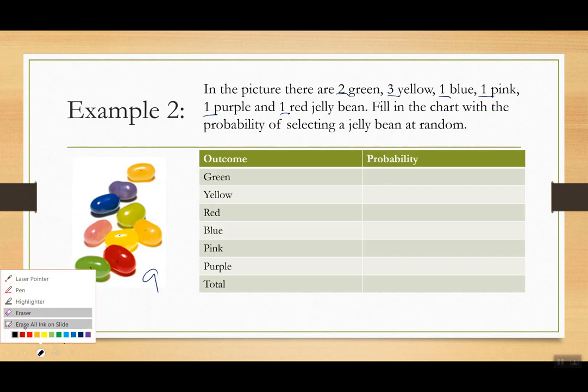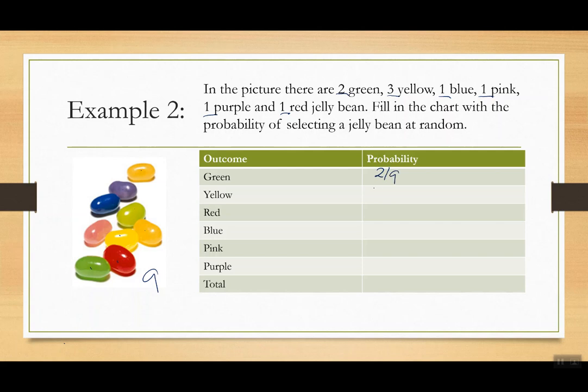All right. Then the next one says, what's the probability of getting yellow? So I can see there are 3 yellows, so I'm going to write 3 over 9. Now this one's important. 3 over 9 I can reduce, so I want to make that equal to 1 over 3. Then I said red. Well, there's 1 red. That gives me 1 over 9. Blue, there's 1 blue, so there's 1 over 9. 1 pink, so 1 over 9. And then lastly, 1 purple, 1 over 9.